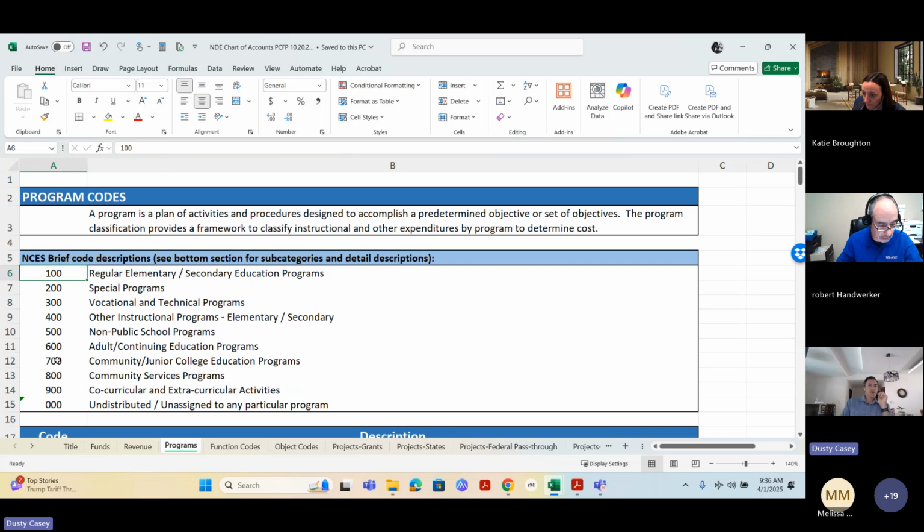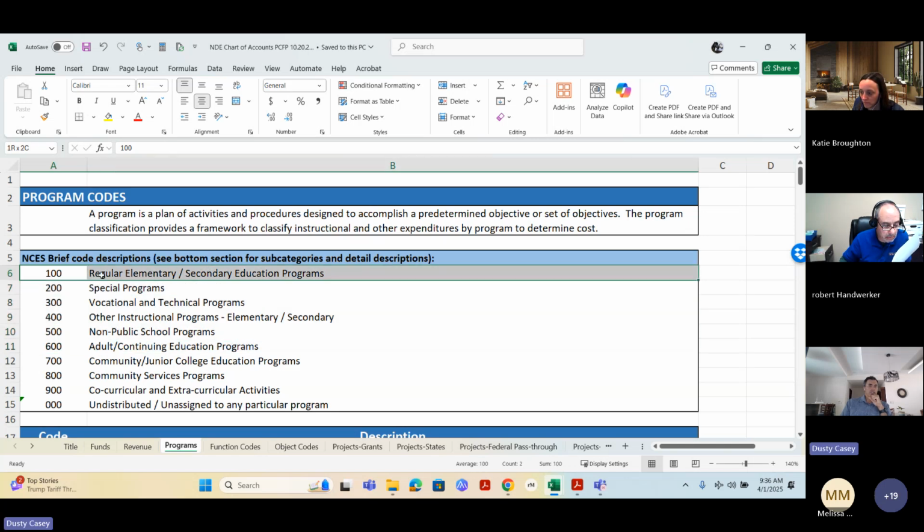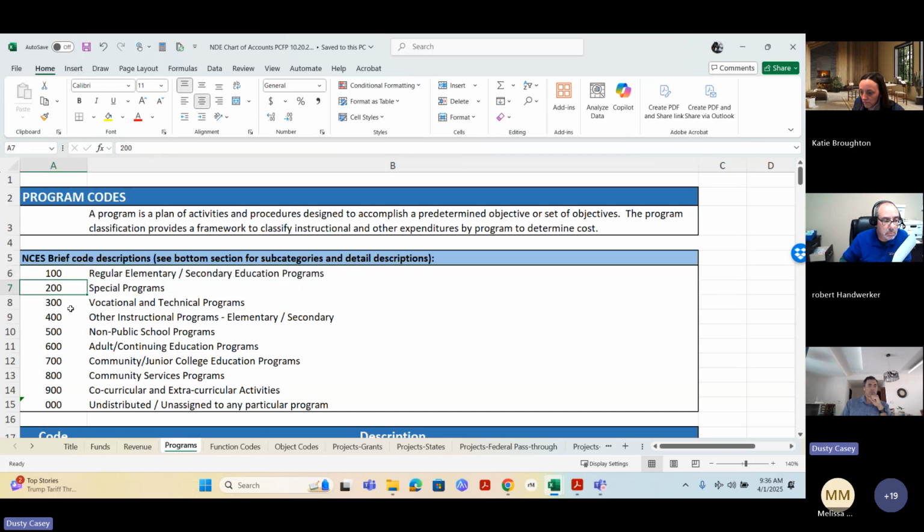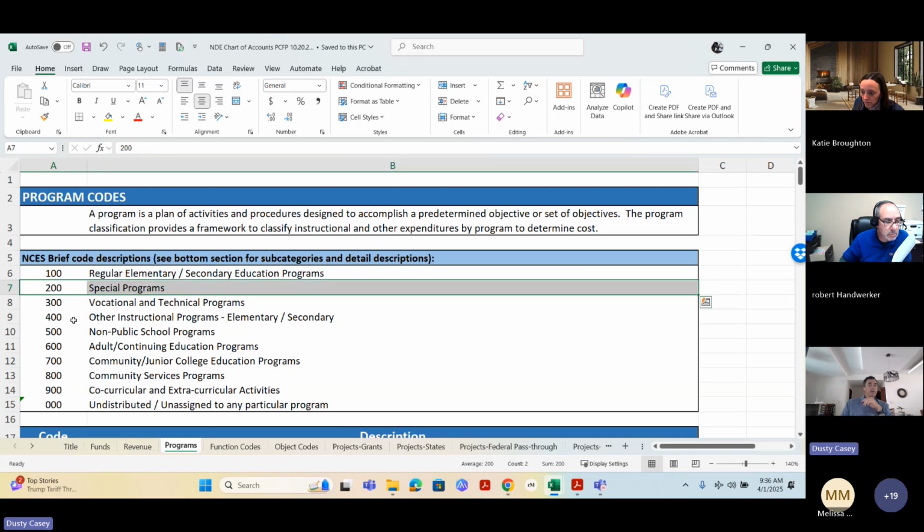Programs are the separate set of codes. They're the plan of activities, and you could have these in various different funds. First off, it's organized by your fund numbers up here, which is regular, which generally goes in your general fund. Special education programs, special programs usually go in your special education fund, although ELL and at risk programs go in their own fund.